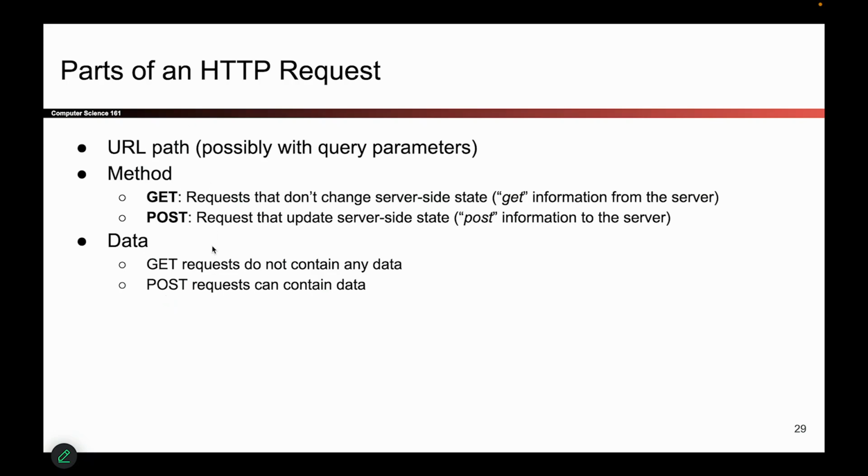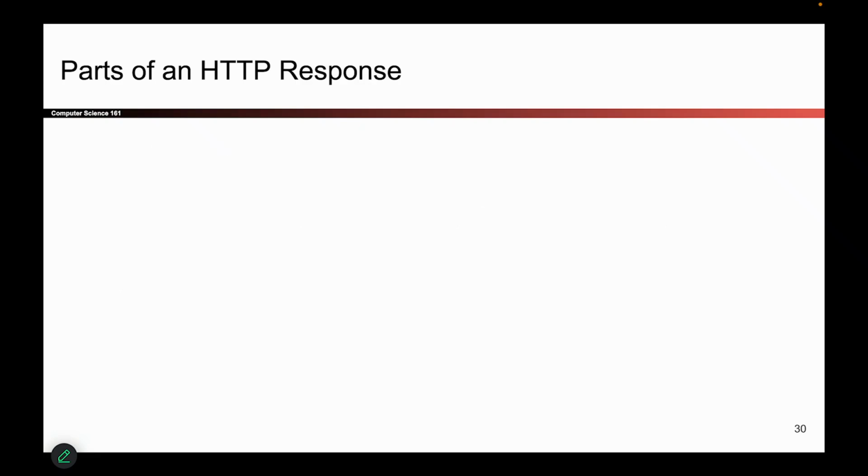So these are the parts of an HTTP request. Anytime your browser wants something, it first specifies what it wants using the URL. It specifies what to do with that thing. Do you want to get it? Do you want to change it by using a POST request? And if you are changing it, maybe attach some data to indicate how you want to change it. So that's the request. Anytime you want something, you send a request.